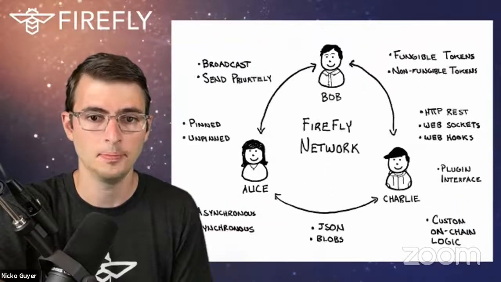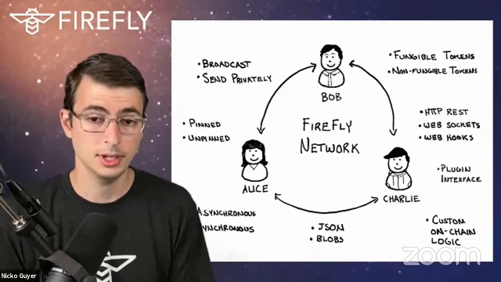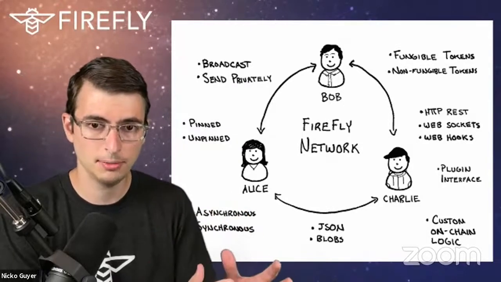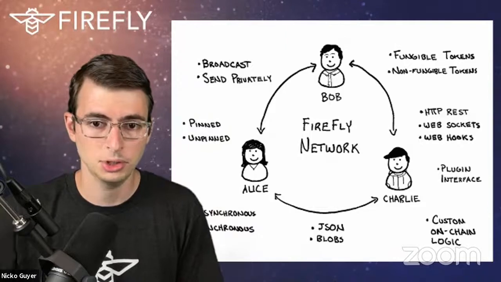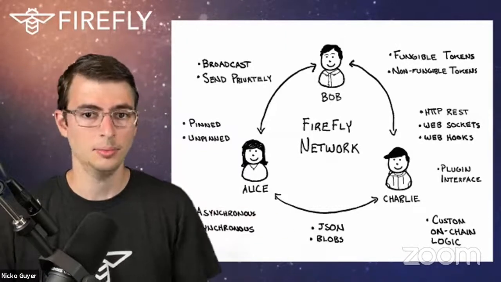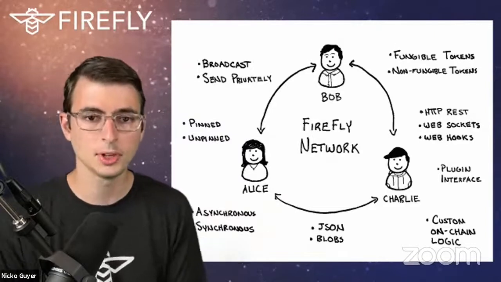It is a standard that organizations can use. Alice can run a Firefly node, Bob can run a Firefly node, Charlie can run a Firefly node, and then they can all collaborate together. They can run these enterprise transactions.